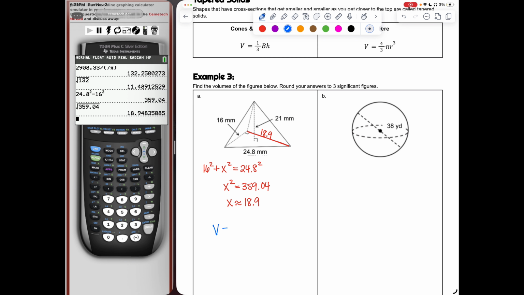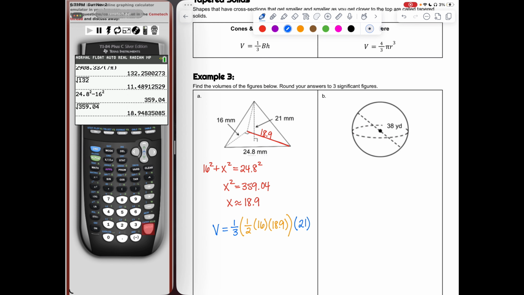So now I need to find my volume. I know that the volume is equal to 1/3 times the area of the base. The area of the base is a triangle. So I'm going to have 1/3 times 1/2 times the base of the triangle, which is 16, times the height, which is 18.9. And then we have to multiply by the height of the pyramid, which is 21.